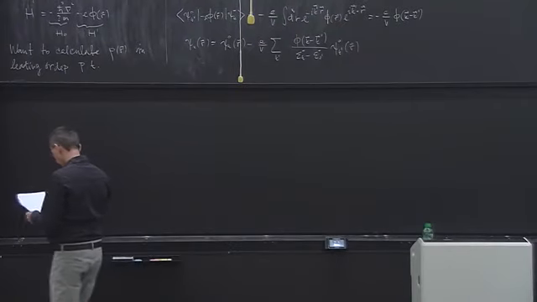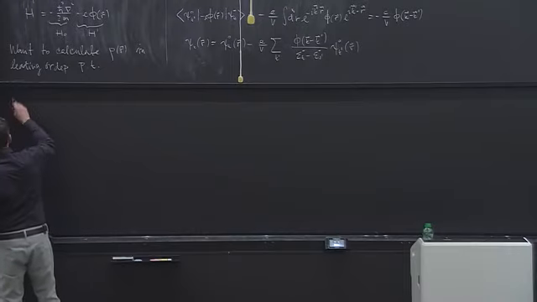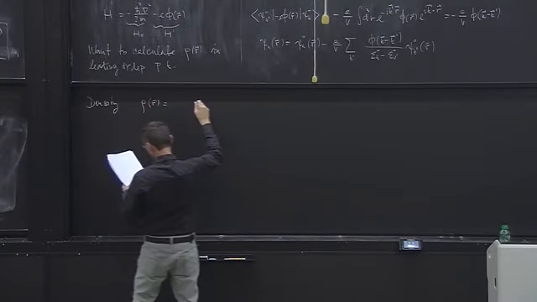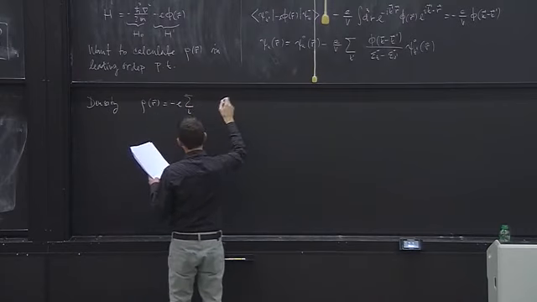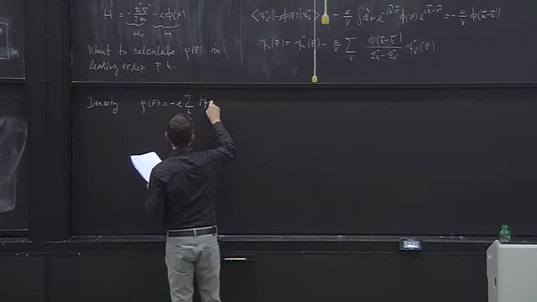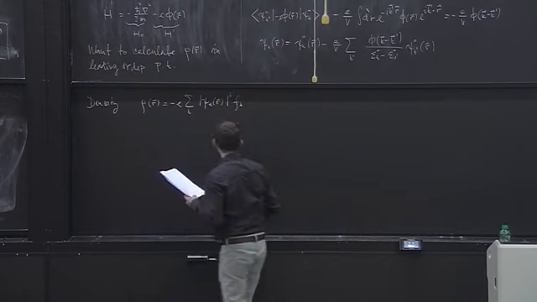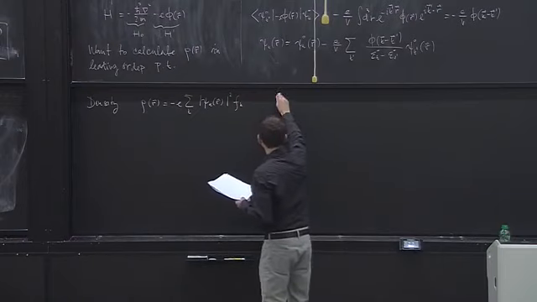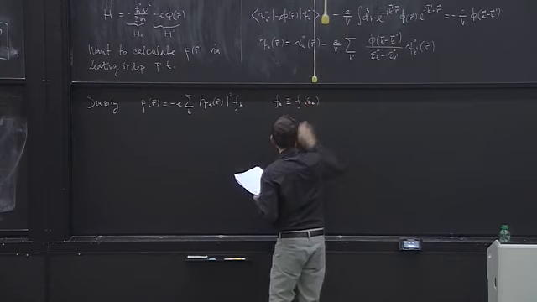So now it's time to write the expression for the density. The density rho of r, just as we had before, is minus e sum over k of |psi_k(r)|^2 times f(k). I'm abbreviating this f(k), the Fermi-Dirac distribution function. This is just f of epsilon of k.